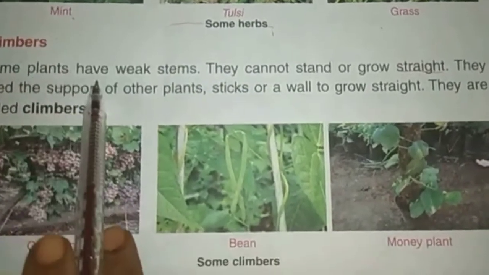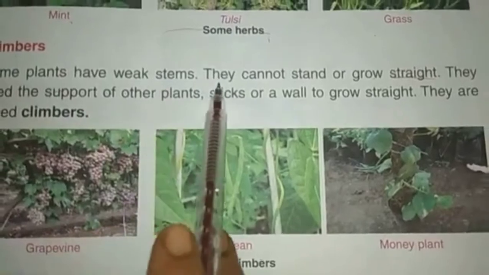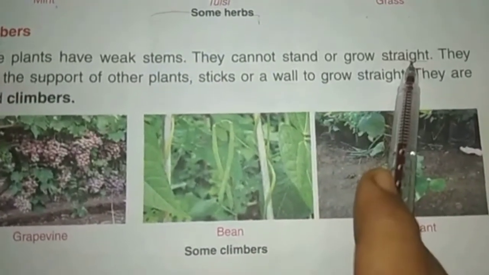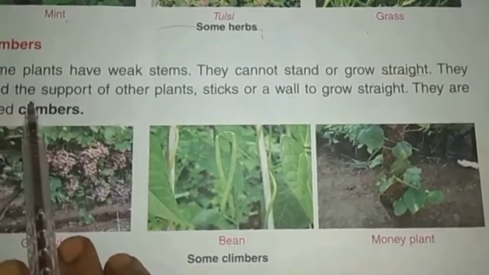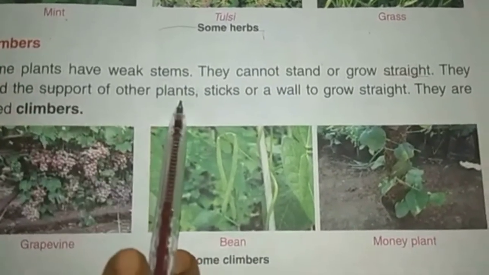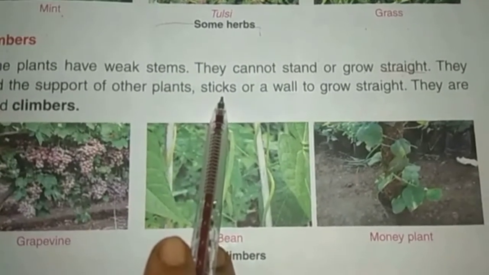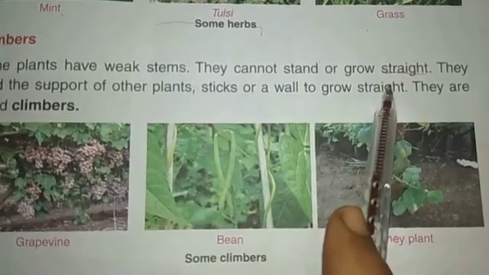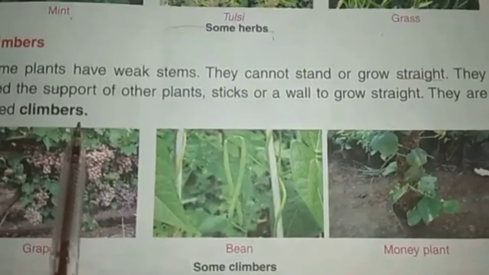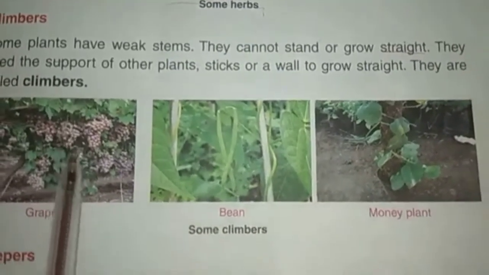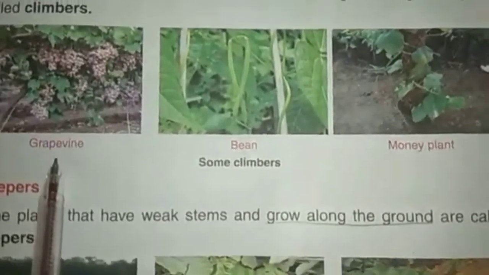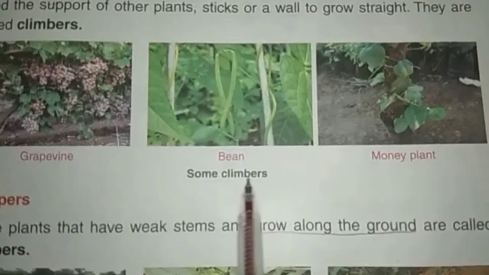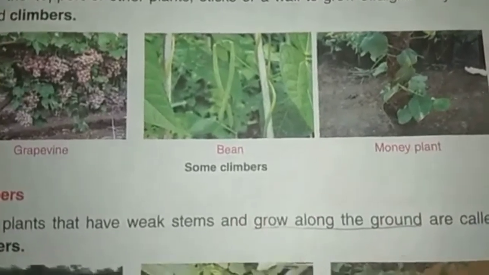Some plants have weak stems. They cannot stand or grow straight. They need the support of other plants, sticks, or a wall to grow straight. They are called climbers. For example, grapevine and money plant are some climbers.